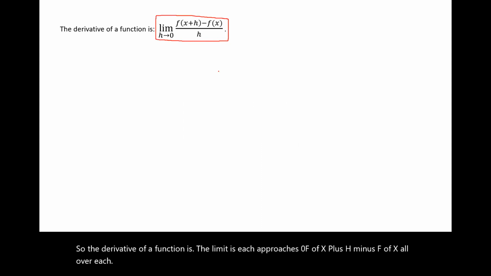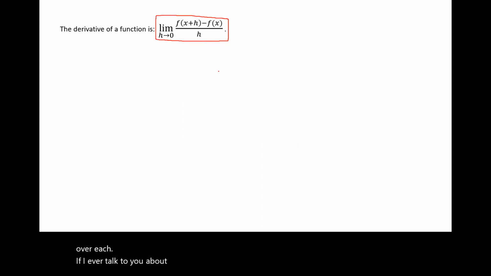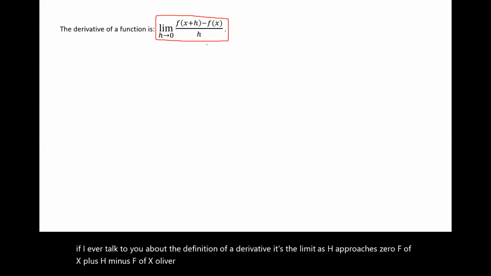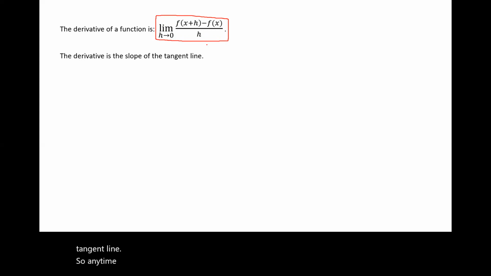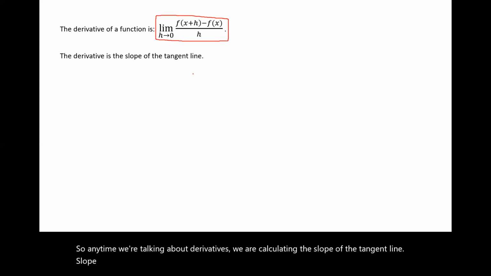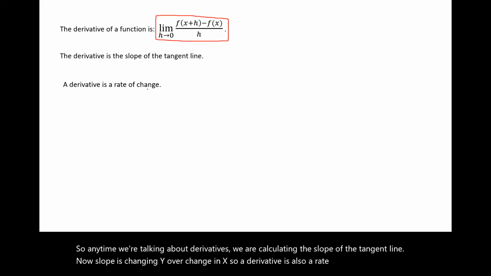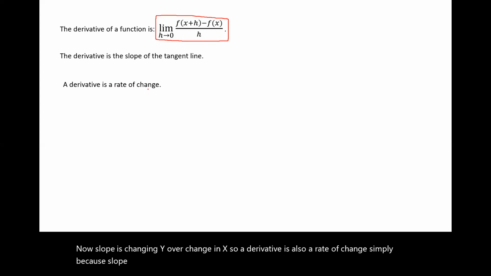If I ever talk to you about the definition of a derivative, it's the limit as h approaches 0, f of x plus h minus f of x all over h. Now I'm hoping you instantly recognize that as the slope of the tangent line. So anytime we're talking about derivatives, we are calculating the slope of the tangent line. Now slope is change in y over change in x, so a derivative is also a rate of change, simply because slope is change in y over change in x, so we're talking about change.